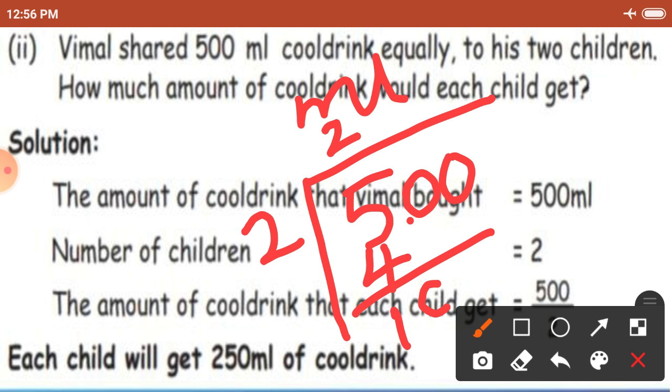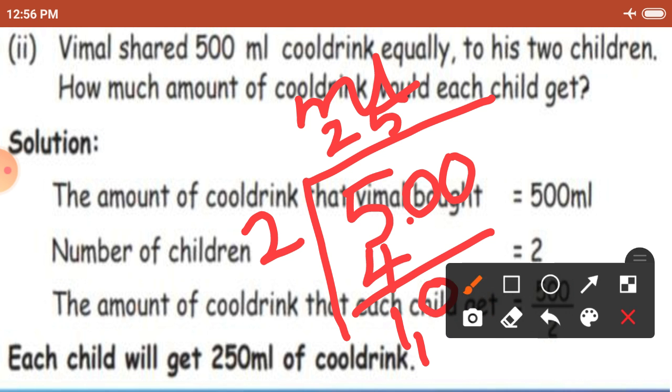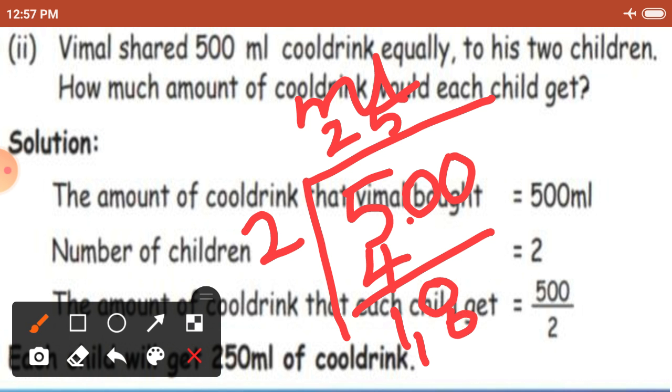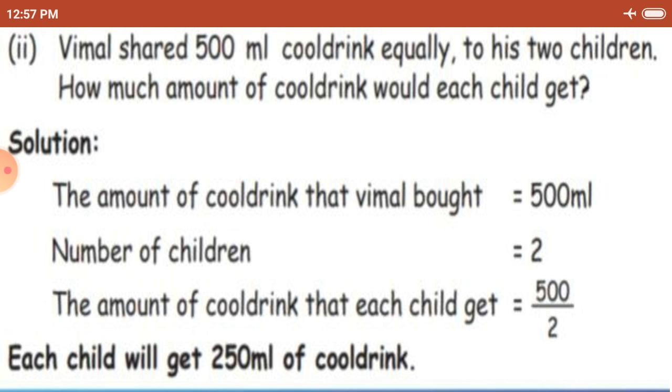And take the next number. It is 0. So 2 5s are 10. So 10 minus 10, you will actually get 0. Next number is what? 0. So 2 0s are 0. So as the quotient you got 250 milliliter and you don't have any remainder here. So each child will get how much? 250 milliliter of cool drink.